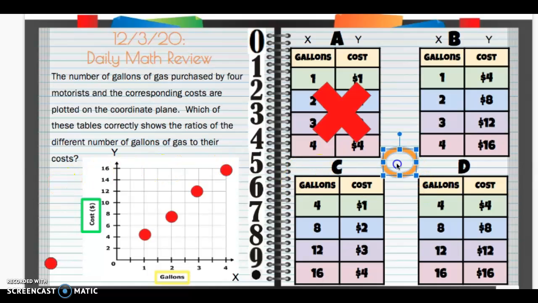So B is our answer for the graph matching the chart, because each one of the red dots covered up a black dot. And if I wanted to double check my work, I can draw an invisible line down from each dot and across from each dot to make sure it matches the points in the chart. All right, so that's your DMR for today.